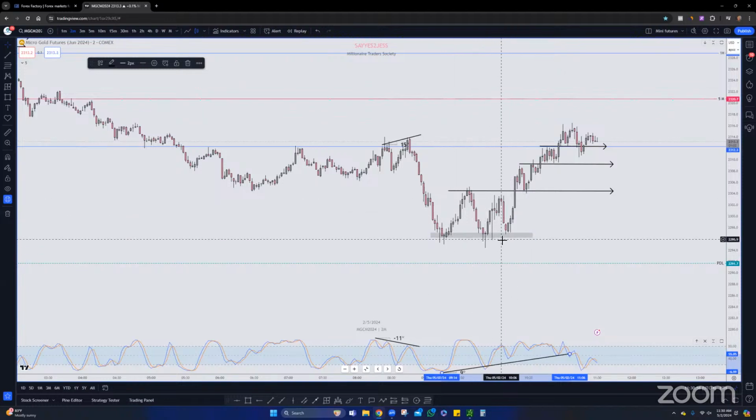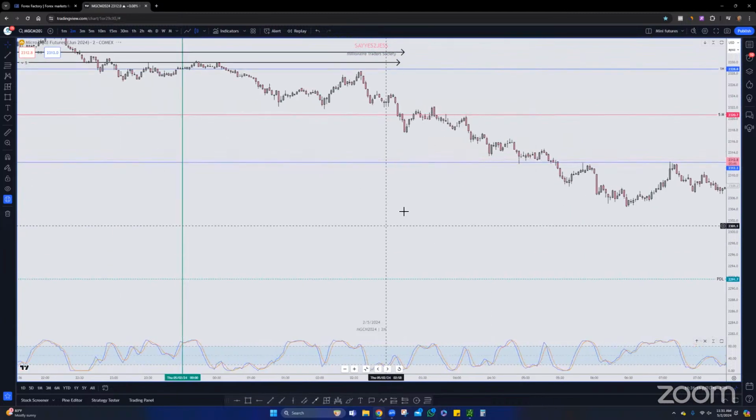So this is a hidden bullish divergence because the market basically created equal lows and it created higher lows here. Now, if it was regular bullish divergence, what would happen is we would need the market to create a lower low. And let me see if I can find an example. Here we go.